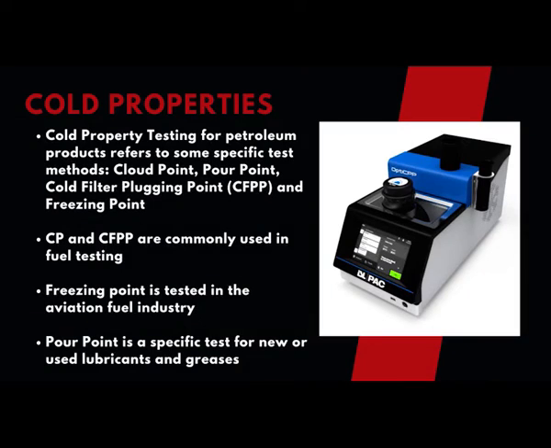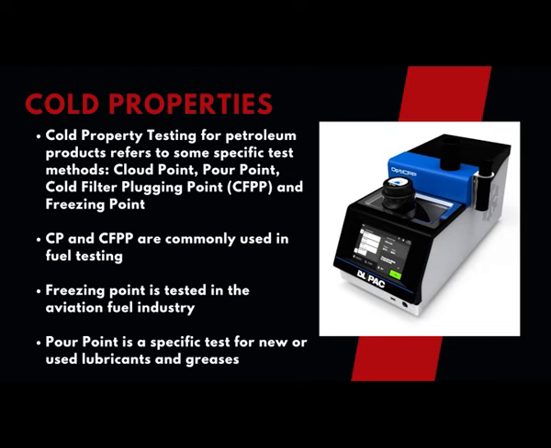Then the cold properties. The cold property testing for petroleum products refers to some of the test methods, starting with cloud point, pour point, cold filter plugging point (CFPP) and freezing point. So, these are some of the important tests, because most of the petroleum products or lubricants are taken to high altitudes or a place where the temperature will be sub-zero. In those places the fuel or lubricant should not freeze or stop flowing. In order to address those issues, these kinds of properties are tested.